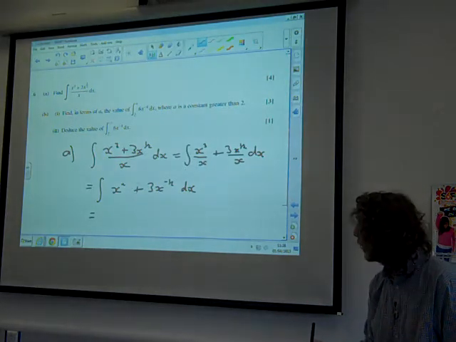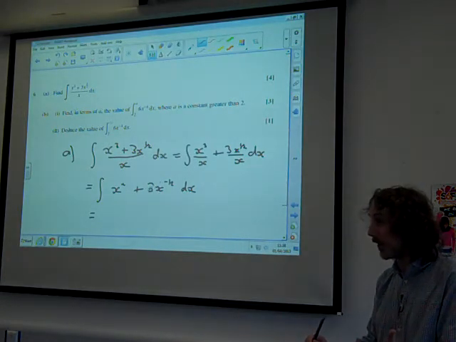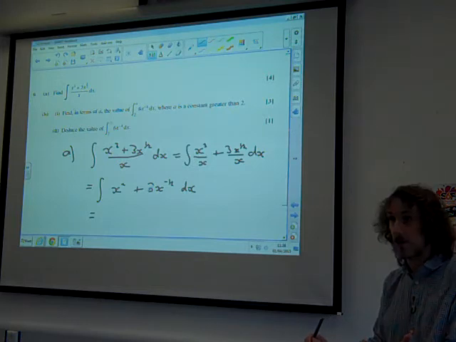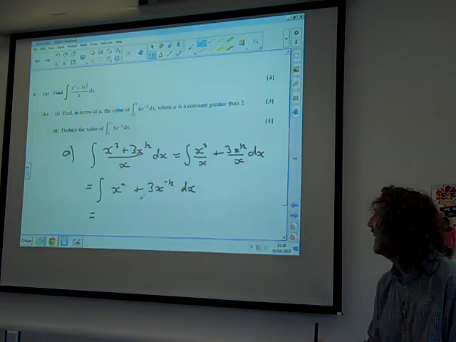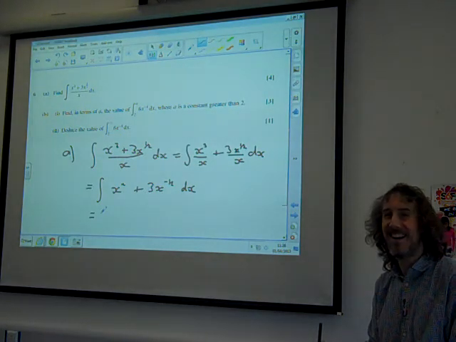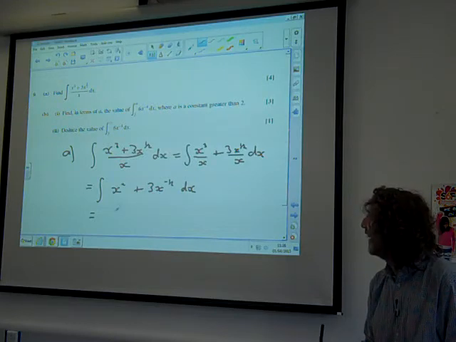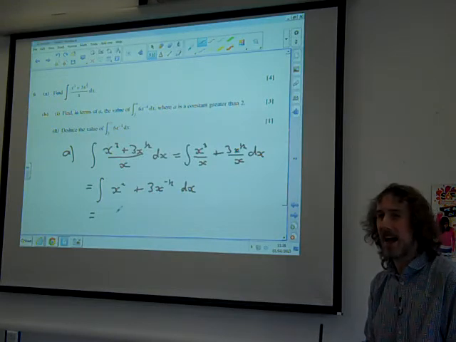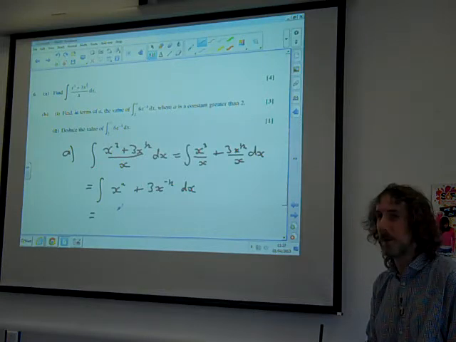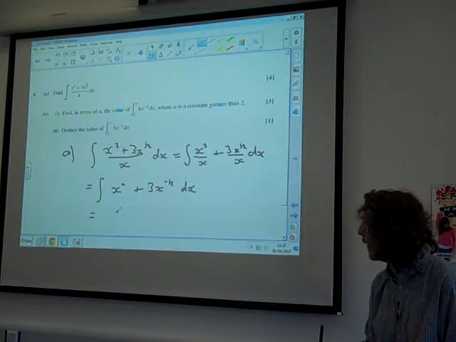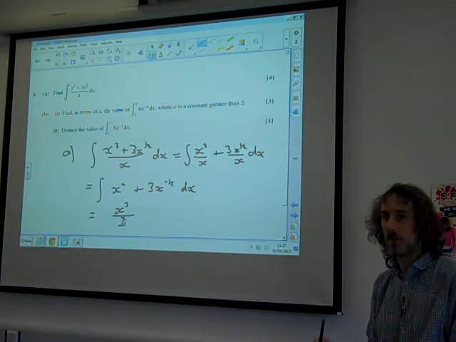Okay, so we've got this to integrate now. We've not done any integration. It's a big integration question. We've done quite a lot of work but never integrated. So, we're going to add 1 to the power and divide by the new power, giving x cubed over 3.